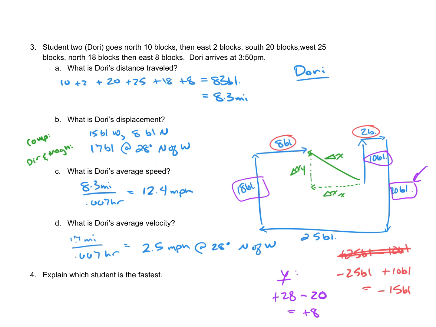8 blocks north and 15 blocks west. Which means that you're going to have the same magnitude of the displacement. That's 17 blocks at this direction. Now Dory walks a lot faster. She traveled 8.3 miles in 40 minutes, so that's 2/3 of an hour. So her overall speed is actually higher. Her velocity, though, is 2.5 miles per hour at 28 degrees north of west.